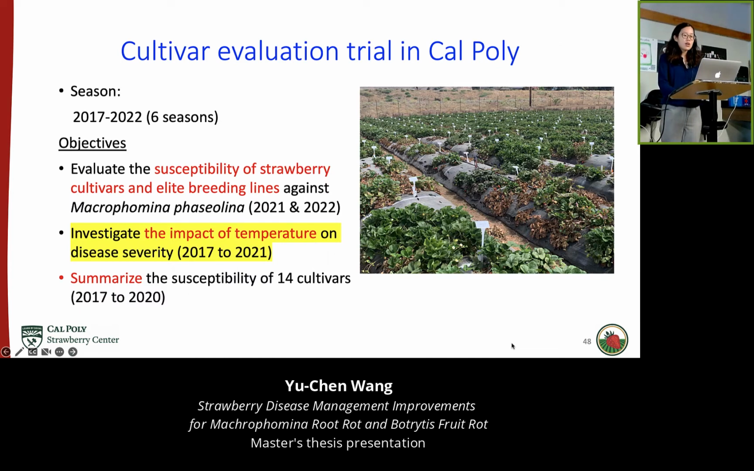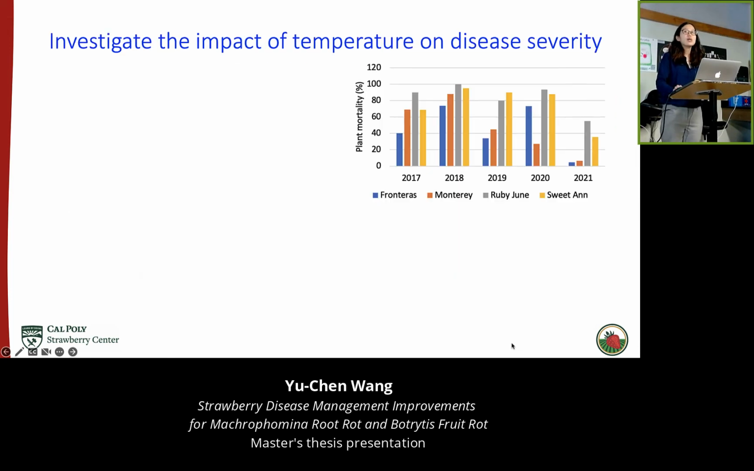So moving on to our next objective, we want to investigate some temperature effect on disease severity. The reason why we want to do that is because we see disease severity varied among years. As I mentioned before, this study has been conducted for 6 years. Every year we see the final disease mortality varied. Here are the 4 common cultivars and their plant mortality, and we see their disease mortality varied. And we wonder what is causing this to happen.